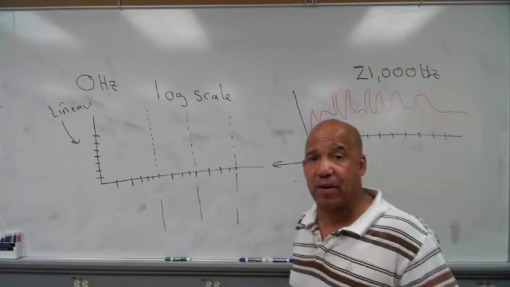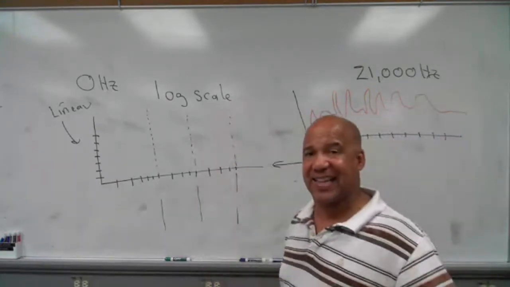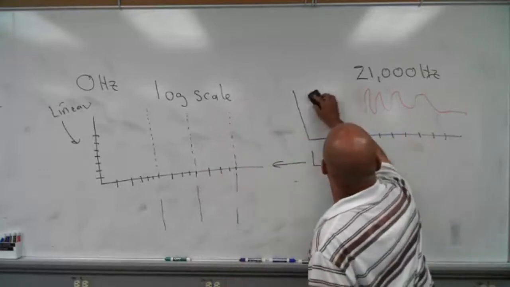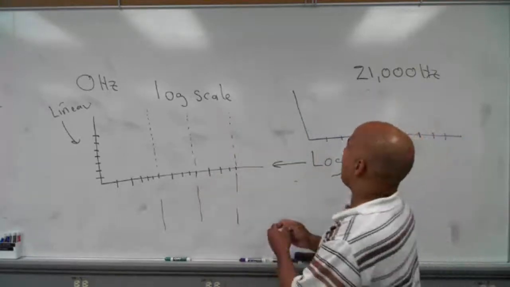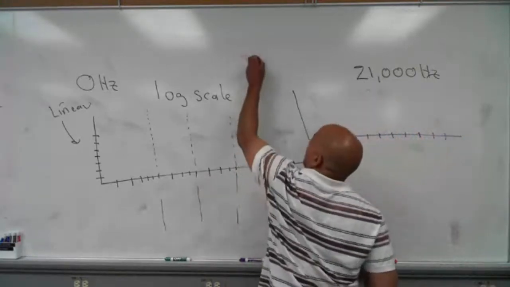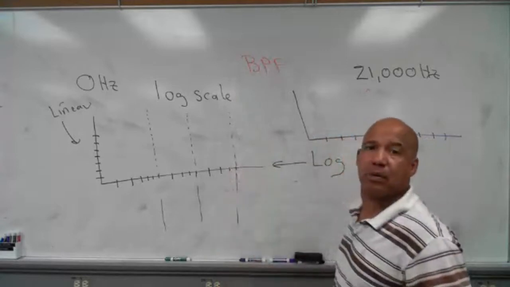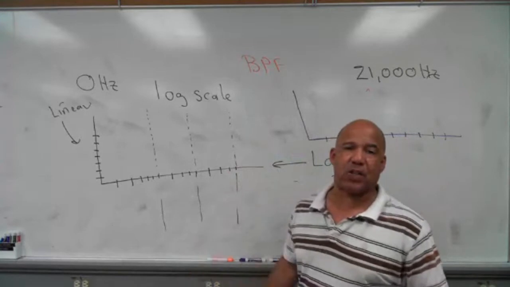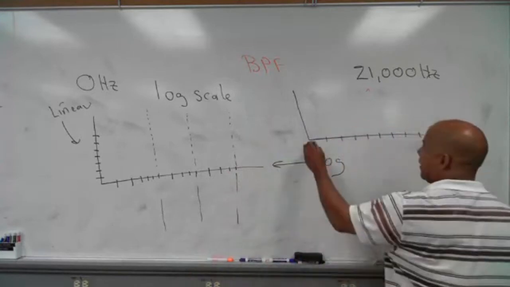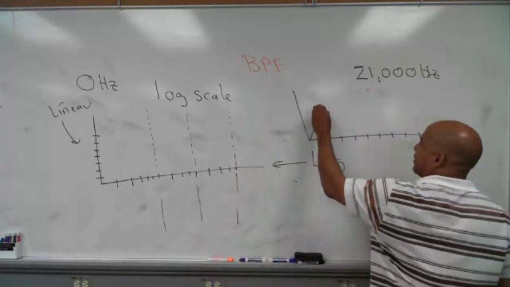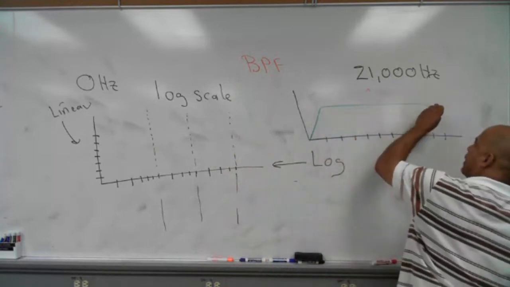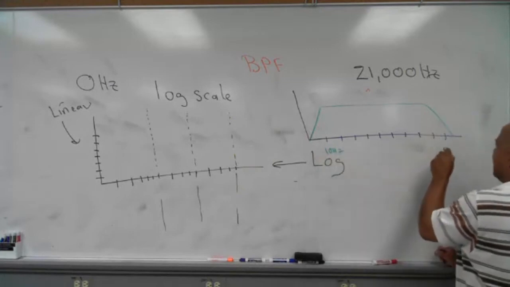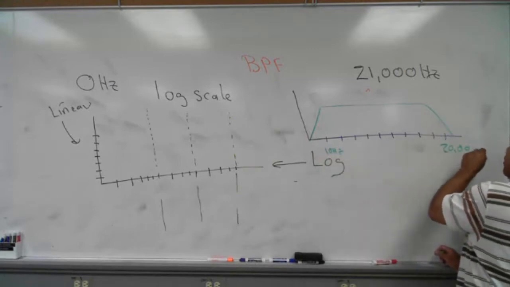Fortunately, when we deal with bandwidth, especially with audio and things like that, this is not the kind of graph I have. I might have a graph like this. Maybe I have the graph for a bandpass filter, and maybe it's for the audio spectrum. What does the graph for a bandpass filter look like? Well, what we learned the other day is it starts off like this, it goes over, and then comes down. And maybe this might be 10 hertz, and this might be 20,000 hertz.